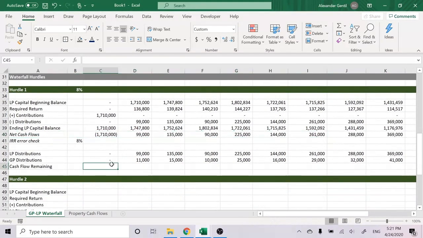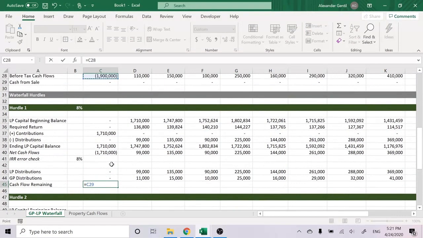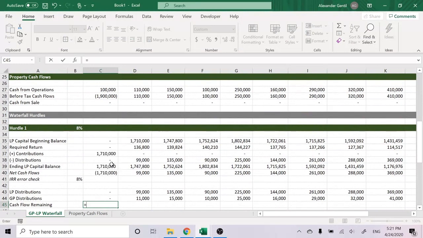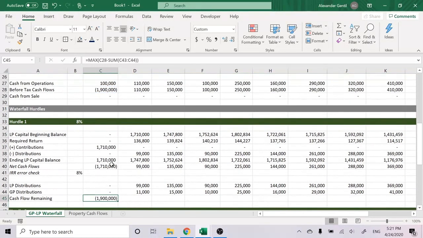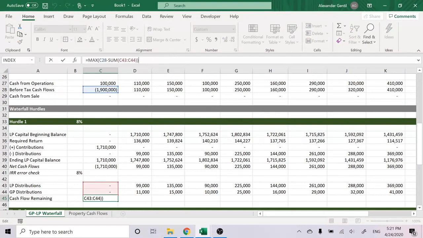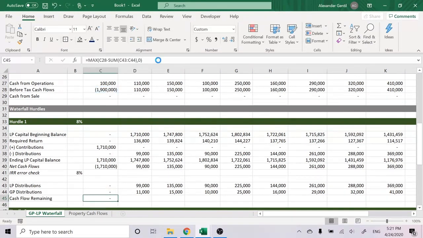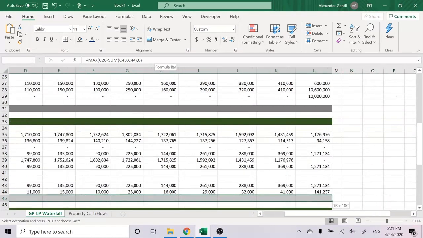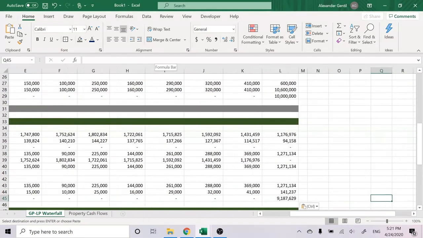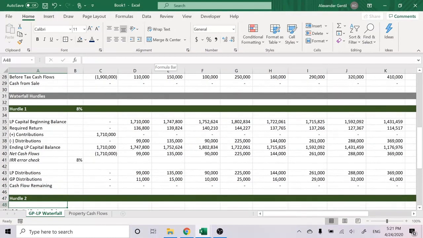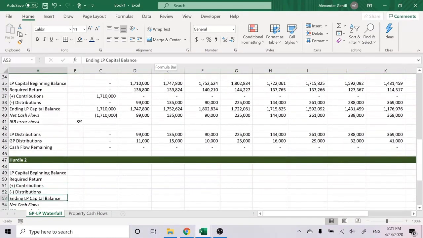Okay, so then we have to understand how much cash flows remain. So we don't want a negative from any distribution cash flow, so it would be this minus the sum of these two. And we want that to be greater than 0. Okay. Okay, so we have 9 million change remaining after the first hurdle to distribute in the second hurdle.